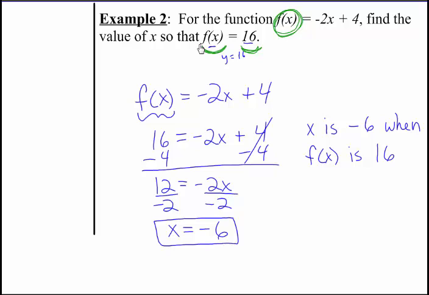And then again, you could write that as an ordered pair. So that would mean negative 6, 16, because the f of x is the same as the y value. But this is the answer to the question where it says find the value of x, and x is equal to negative 6.